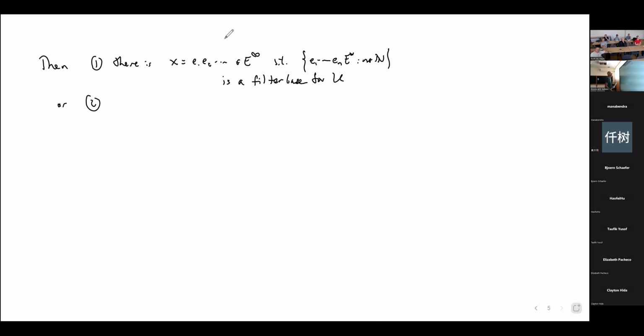U. Or there is some element, let's say alpha in E star, such that U is the fixed ultrafilter at alpha. Of course, it's really an ultrafilter base if it's a filter base for an ultrafilter. So the ultrafilter is defined by a particular infinite path.